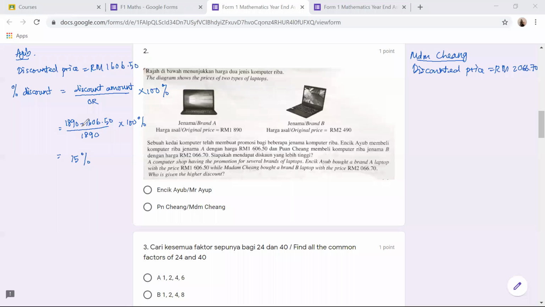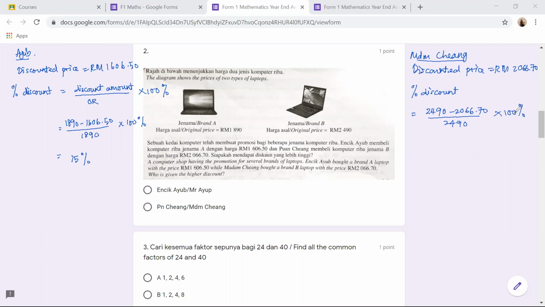Okay, all right, 15%. Now, next, Madam Chang will be the percentage of discount. We just take the original price, which is 2490, minus the price that she got, and then over 2490 times 100%.